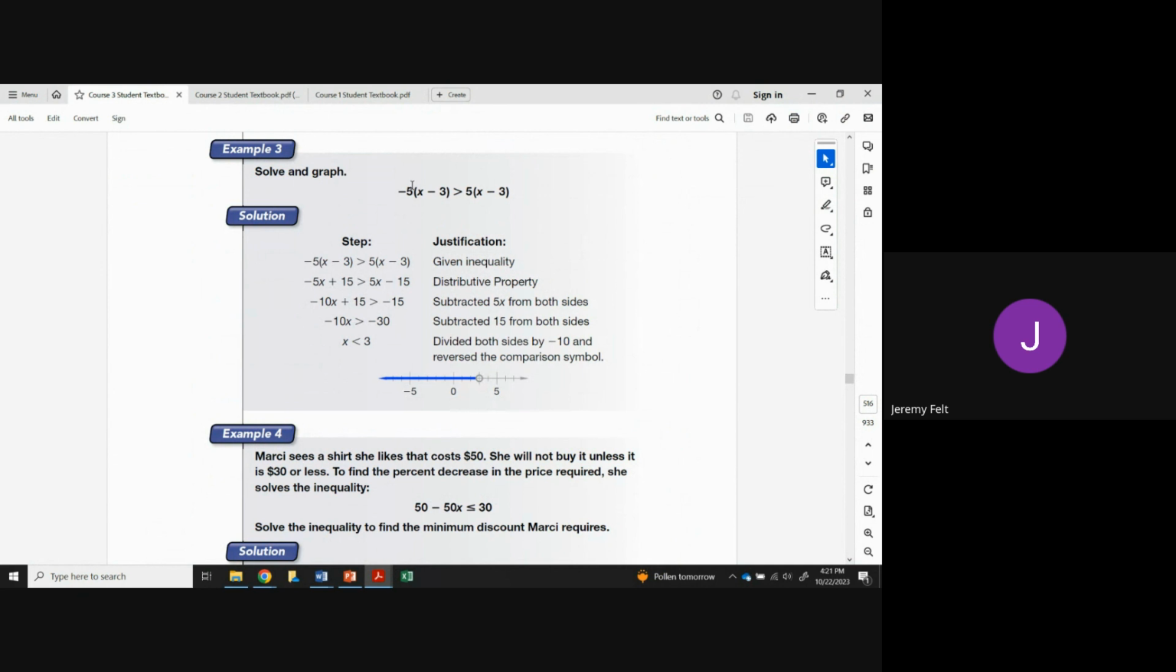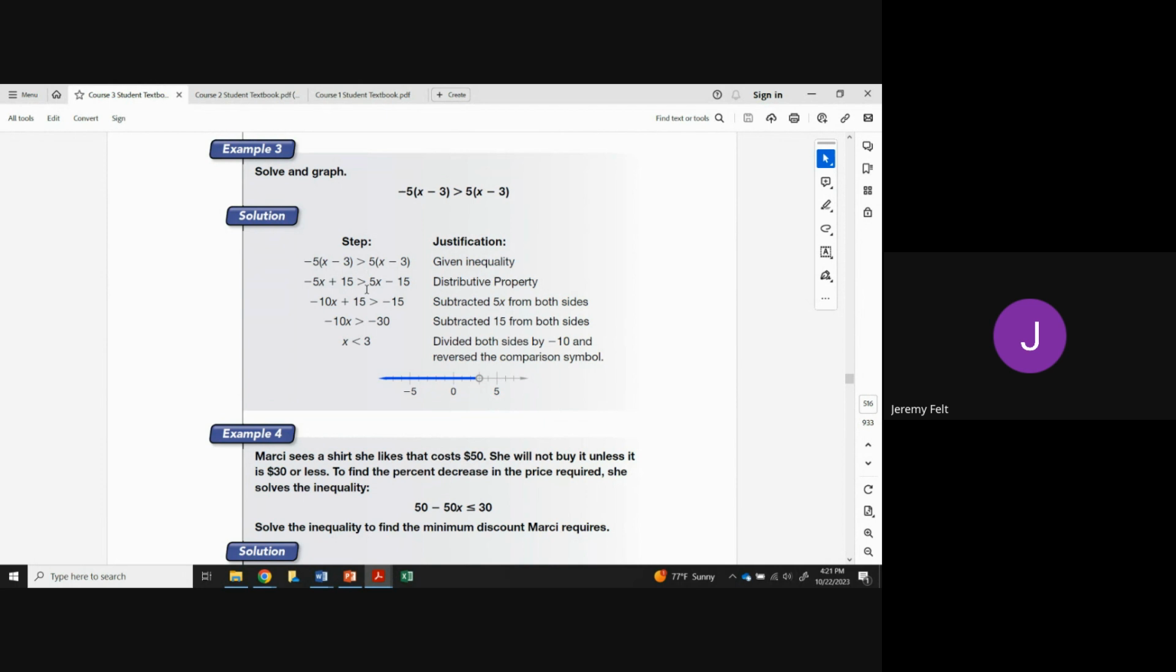This one, again, we want to get rid of parentheses because we can't combine x and -3. So we just distribute. We get -5x plus 15, because -5 times -3 is positive 15, is greater than 5x minus 15. And we want to get both of our x values on one side. What I would do is add 5x over, just because we know that that's going to give us positive 10x and a positive coefficient. So then we wouldn't have to change the sign.